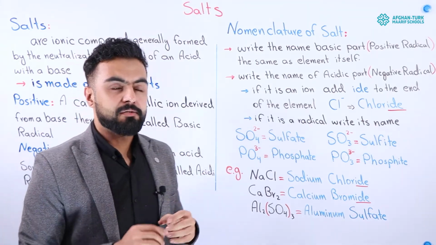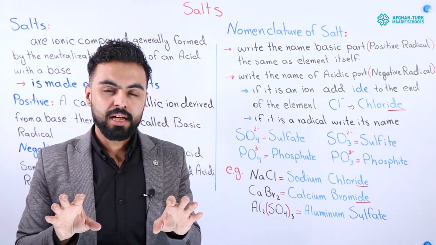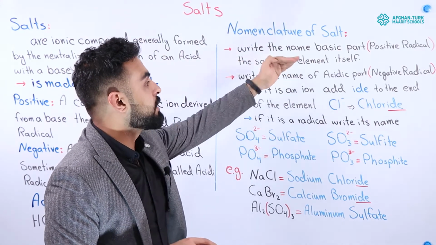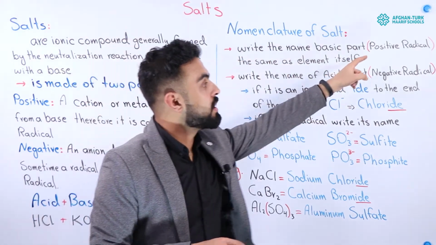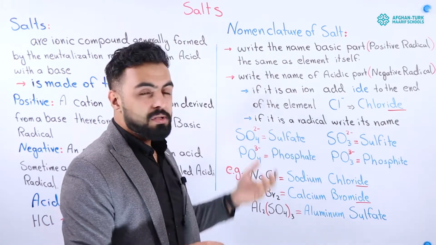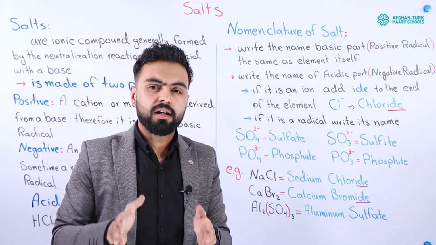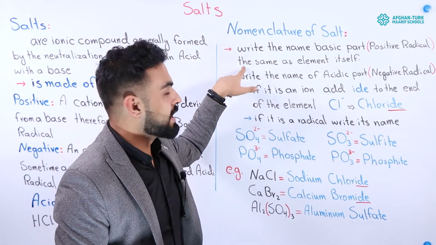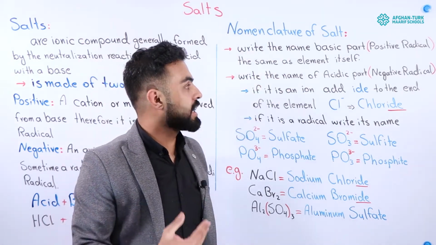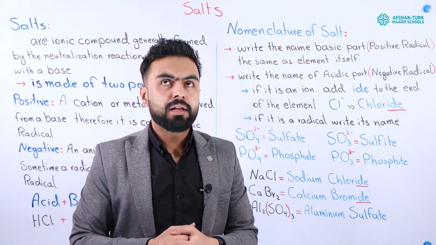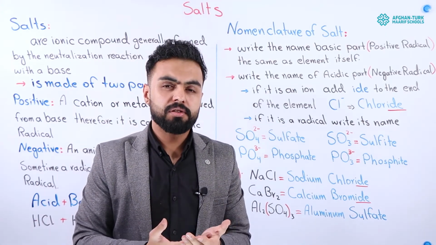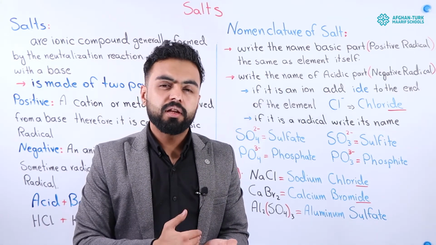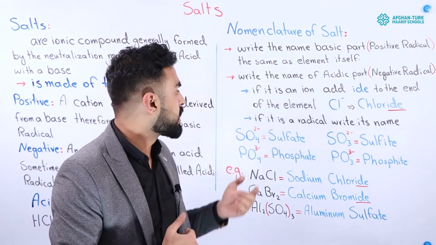Because we know that salt is made of two parts, the positive and the negative, what to do is, first write the name of the basic part. Which one? The positive radical. Mostly the basic part is a positive radical. It is actually a metal with a positive charge. So the name is the same as the element itself. For example, if it is sodium, the radical of sodium is also called sodium. If it is magnesium, the radical is also called magnesium.